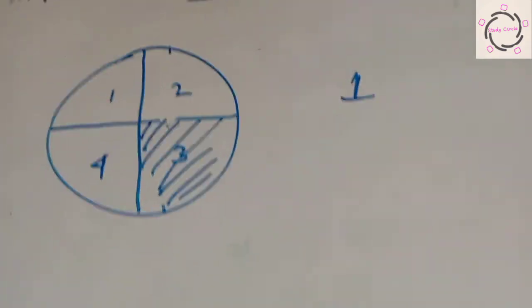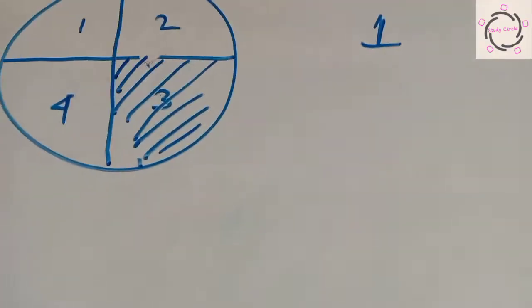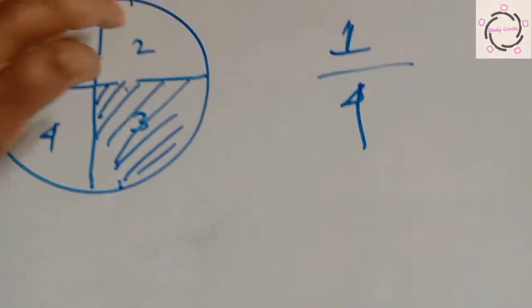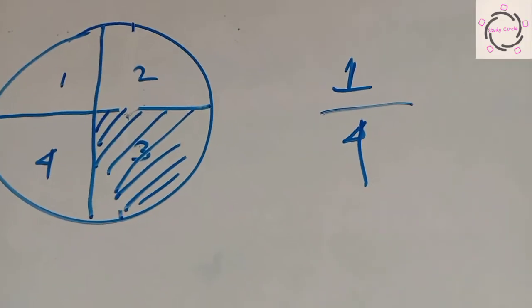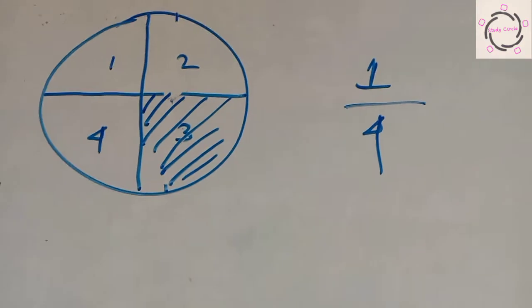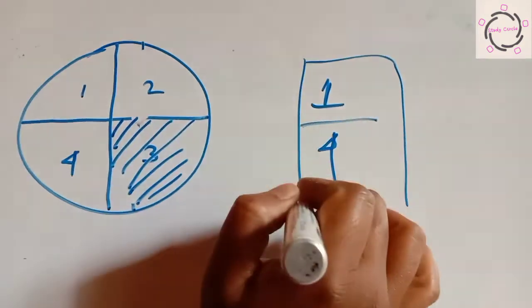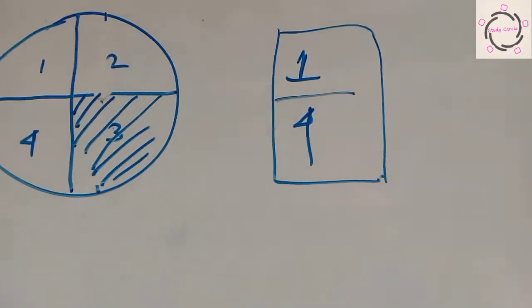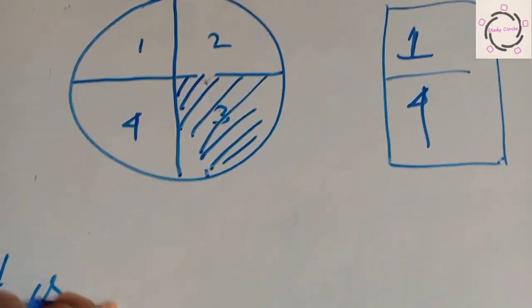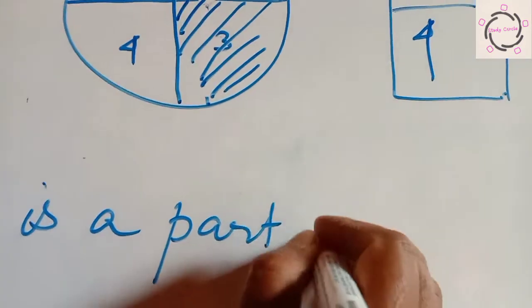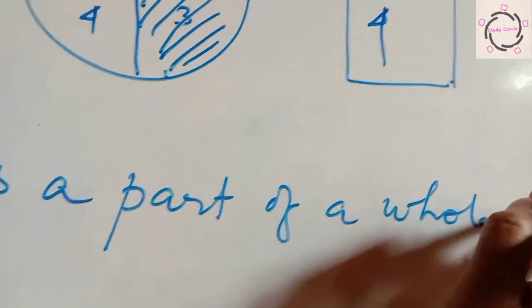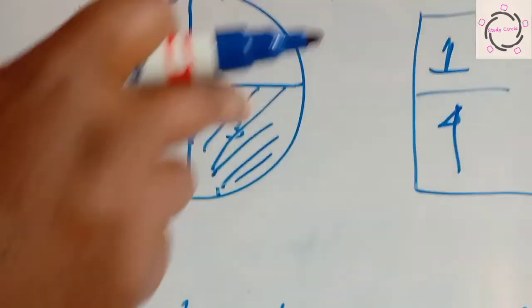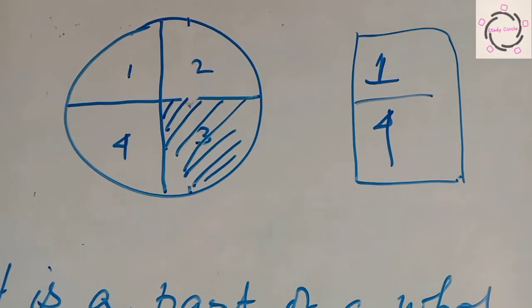So how do I represent this? I should write 1/4. Out of 4 parts I am taking 1 part, the shaded part. So this number is called the fraction. That means a fraction is a part of a whole number. The definition of a fraction: it is a part of a whole. This is called a fraction. I am representing this part as 1/4.